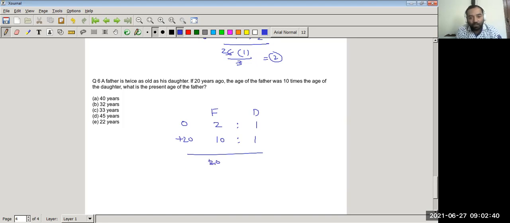So 20 times 10 minus 1 is 9 upon 10 minus 2 is 8. So we can find 45 by 2, that is 22 and a half. So now this is 1 unit value. So father age is 22 and a half times 2, that is 45. 45 years is the present age of father. So this is the answer.